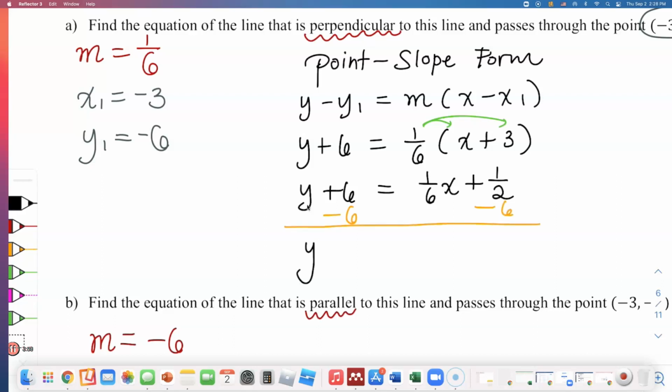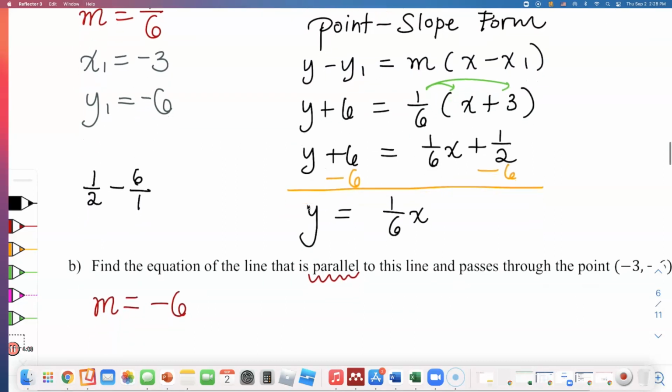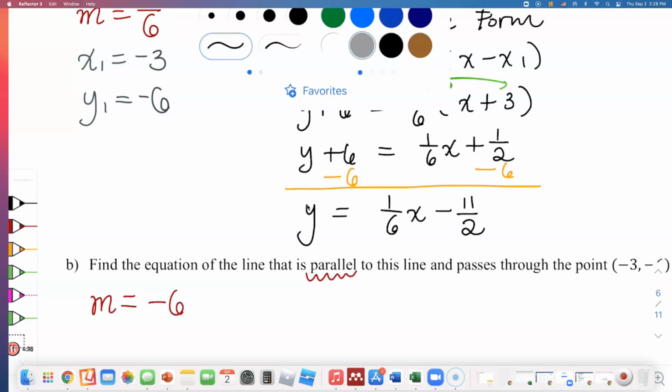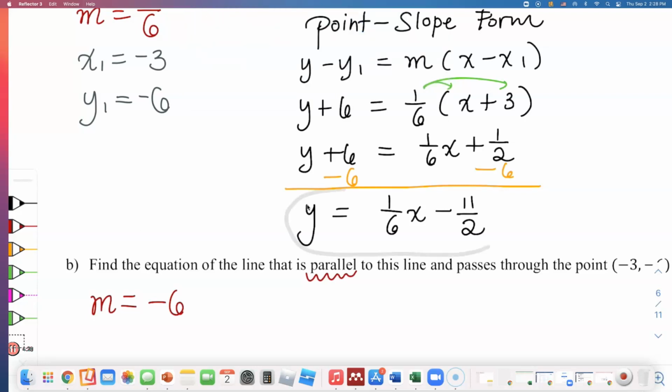That's going to give me y equals 1 over 6x, and I have to do half minus 6. If I do half minus 6, I'll get half minus 12 over 2, and that is negative 11 over 2. Negative 11 over 2 is the y-intercept. So I did the fraction work by hand today, but if you're using your scientific calculator, that's also okay. I'm going to circle this, and I'm going to show you how I can check this answer, okay?